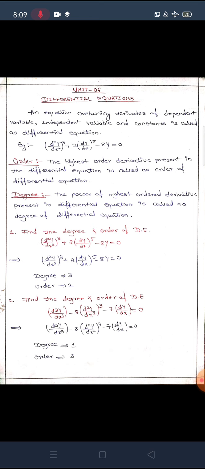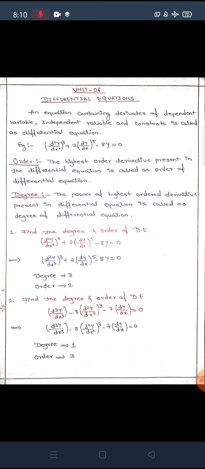For example, we have given (d square y divided by dx square) raised to 3 plus 2 (dy by dx) raised to 5 minus 8y is equal to 0. Okay, in this equation we are containing independent variable, dependent variable as well as constant terms. Okay, so next we have its order.